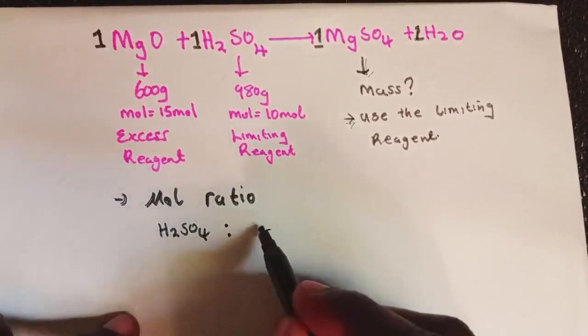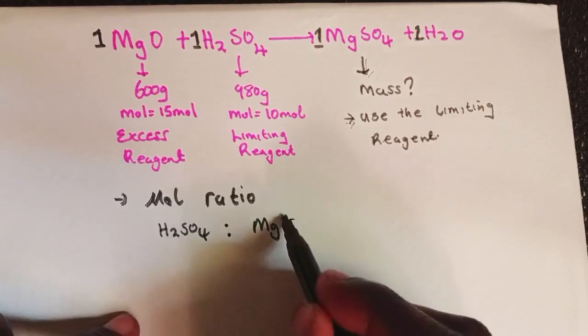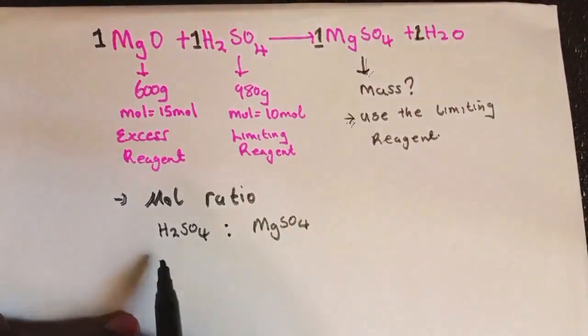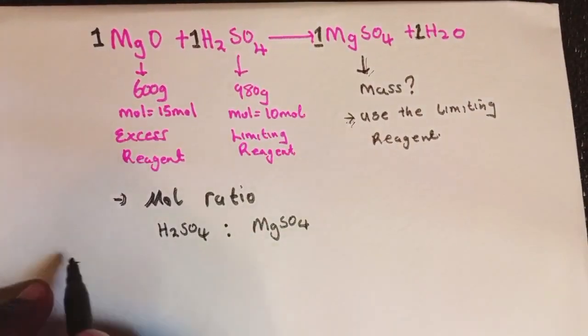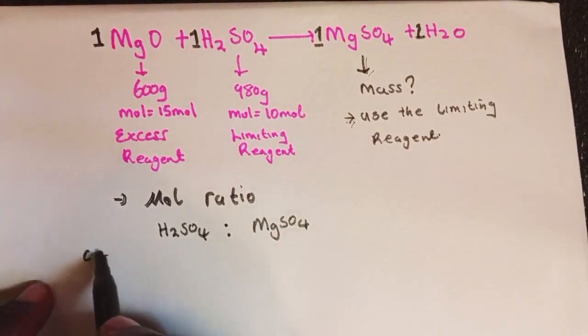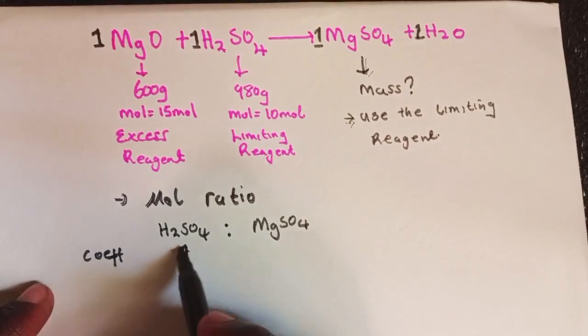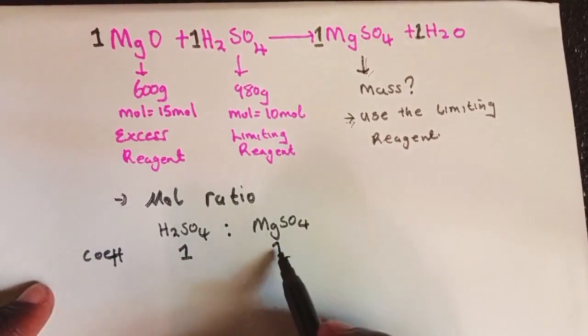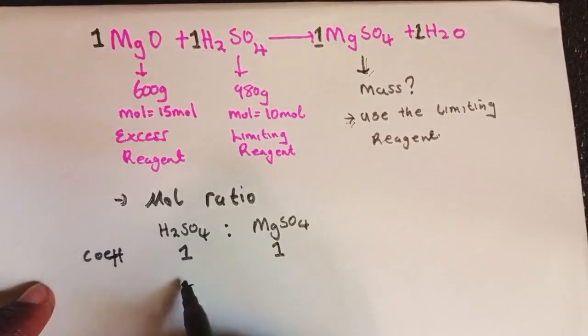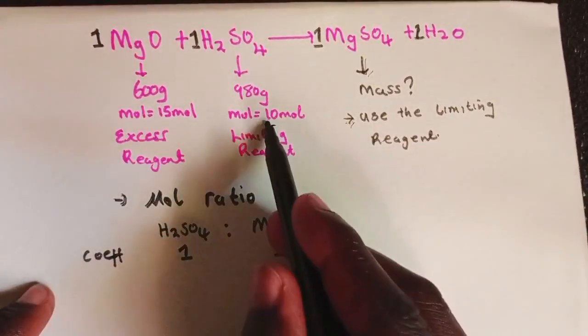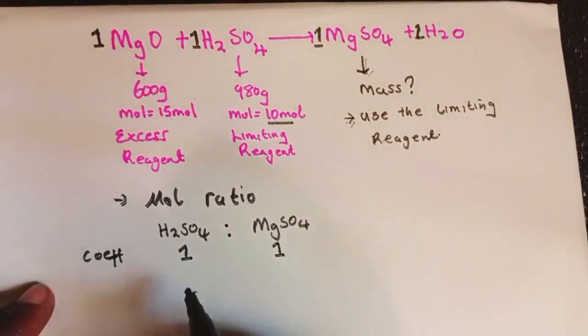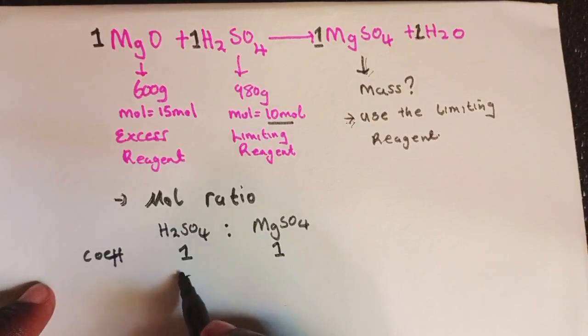We compare it to magnesium. Okay, what are the coefficients here? So the first thing that will go here is coefficients. Coefficient is 1. Coefficient there is also 1. Here, what are the moles for sulfuric acid? We calculated that to be 10. So we're going to say 10 moles.